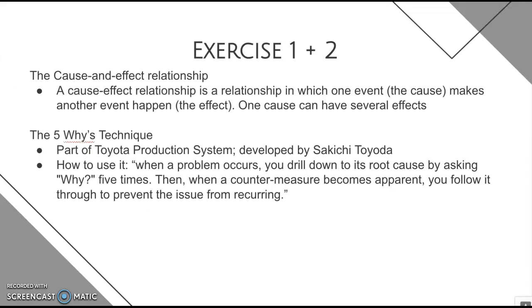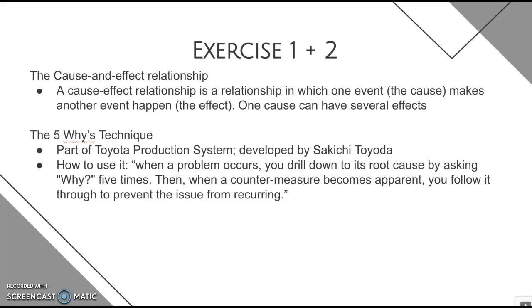So for exercise 1 and 2, the cause and effect relationship, this is a relationship in which one event, the cause, makes another happen, the effect. One cause can have several factors, and as we saw in the link that was provided, there are so many different kinds of cause and effect relationships.